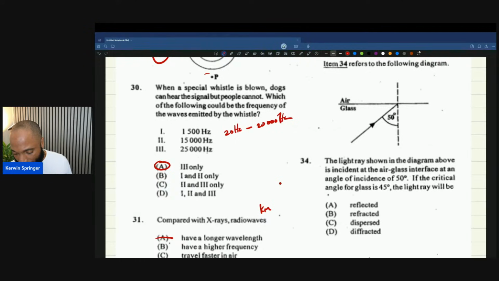The light ray shown in the diagram above is incident at the air glass interface. If the critical angle for glass is 45 degrees, the light ray will be... So if the critical angle is 45 degrees, this angle exceeds the critical angle. So therefore it will be reflected. Is the answer. That's just the rule.